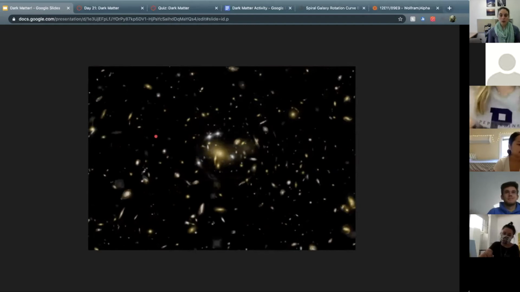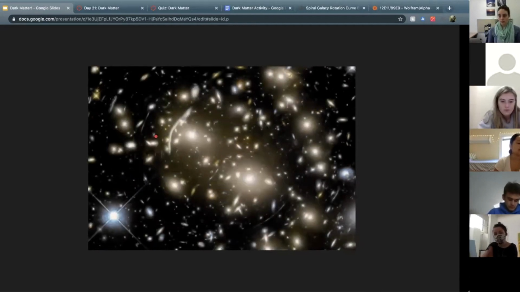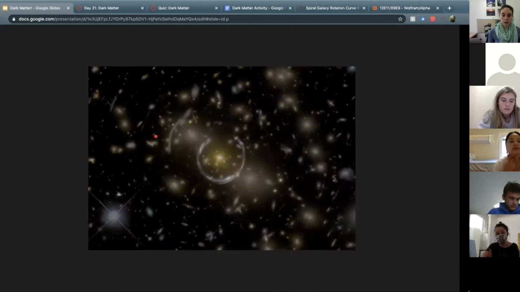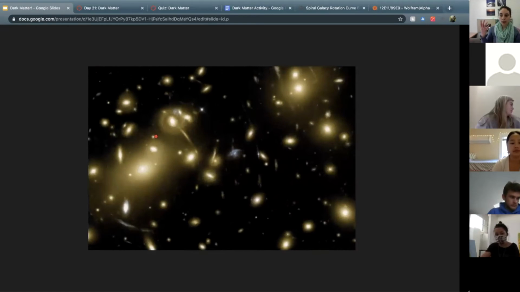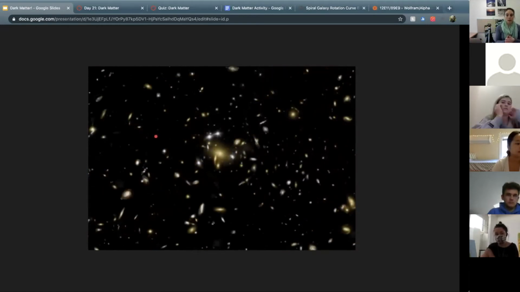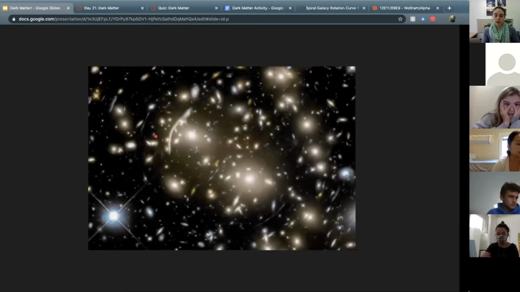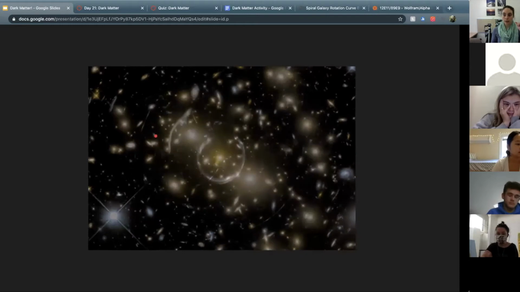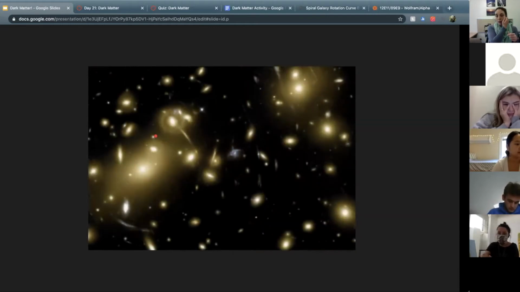So this is just another way where we're comparing the mass we measure using gravitational lensing instead of rotation curves to the amount of light we see, and we find a big mismatch. So when we use gravitational lensing to measure the mass of elliptical galaxies or galaxy clusters, we see too much mass. They are bending space-time too much for the amount of light we see.